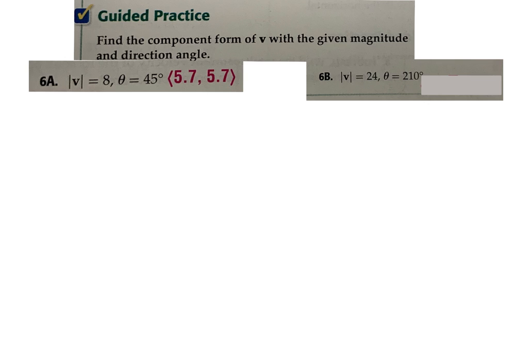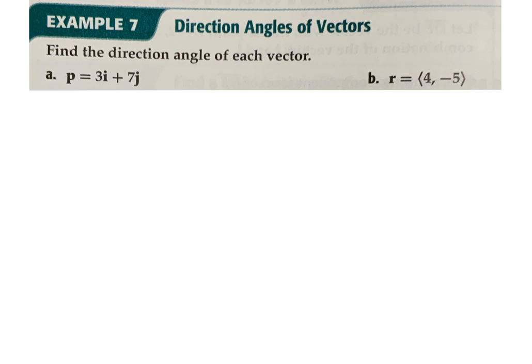All right, you should have gotten 5.7 for both. 8 times the sine of 45 and 8 times the cosine of 45 would have given you the same answer for both. All right, next page, direction of vectors.